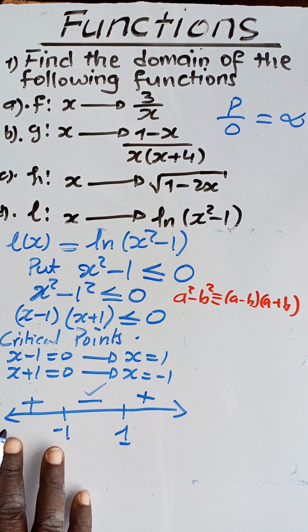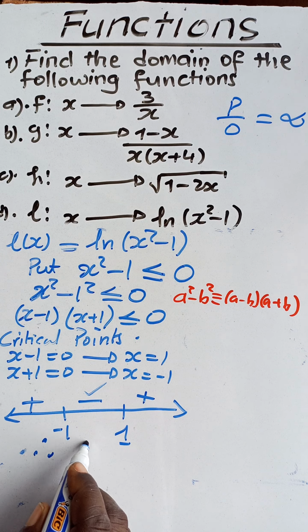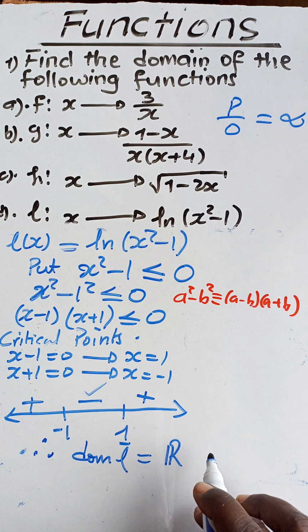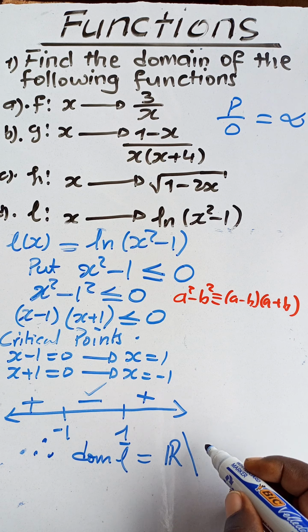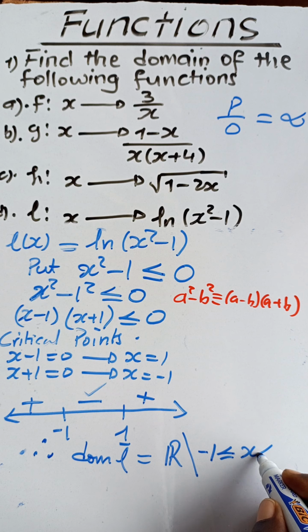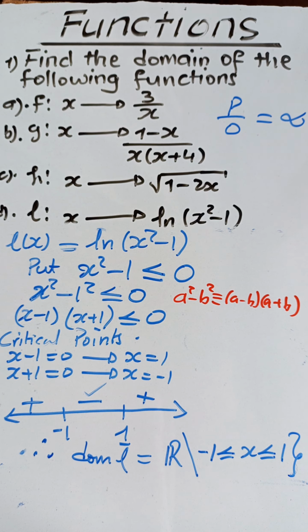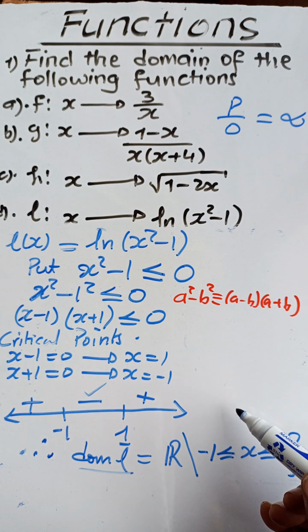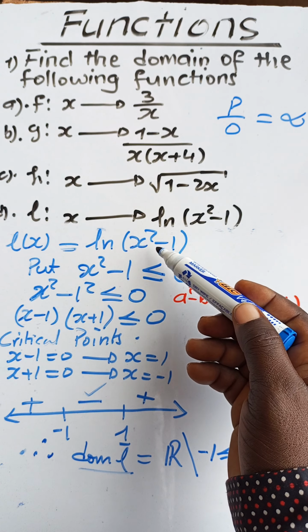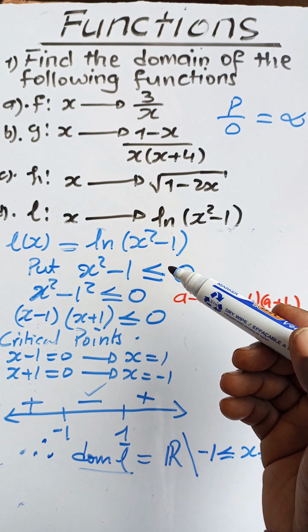Therefore, in conclusion, the domain of the function L will be all real numbers except this set of values. Okay? The domain of that function L will be all real numbers except values between -1 and +1. If we take any value here, it will either render this expression 0 or render this expression negative. And the log of negative values doesn't exist. Log of 0 equally doesn't exist.